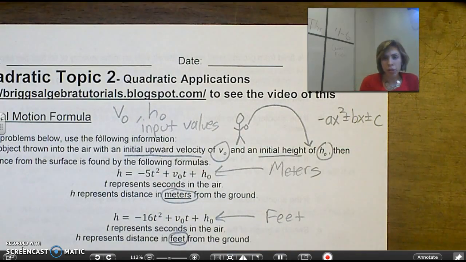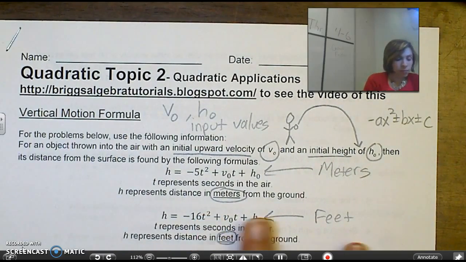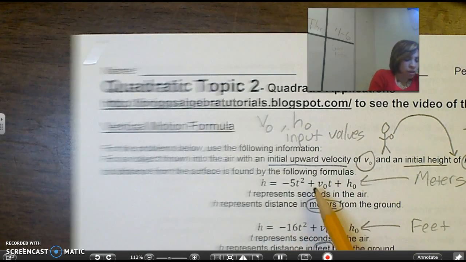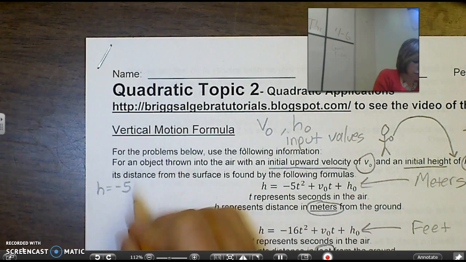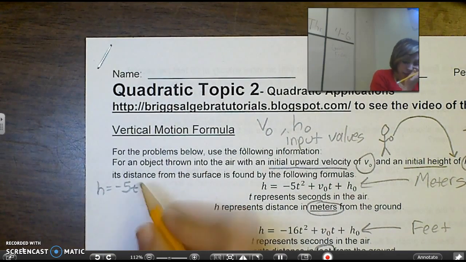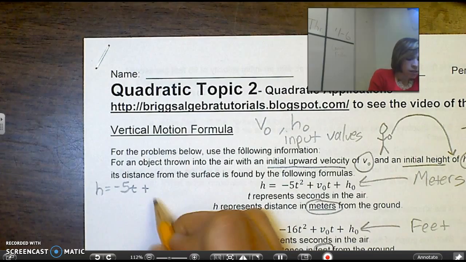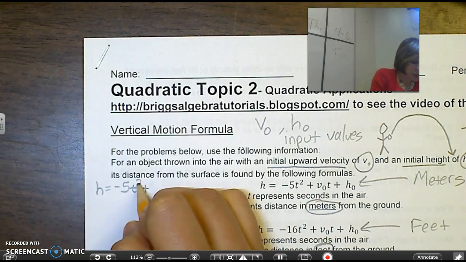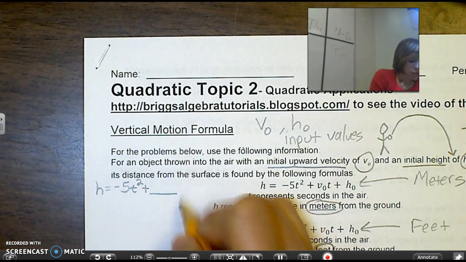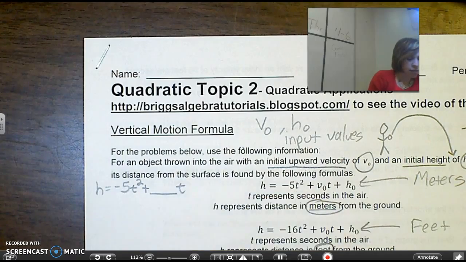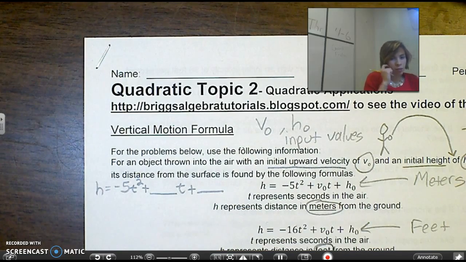Okay, so let's say we're reading an equation. We find out that we're measuring in meters. I'm going to use this formula. So I would start out writing H equals -5 times the time squared, plus some number, that's V0, times your T value, plus another number, which is going to be your H value.